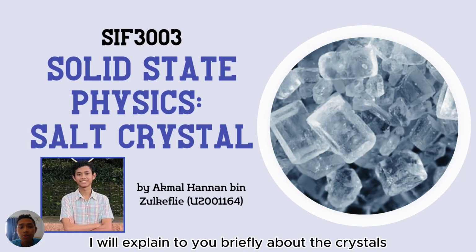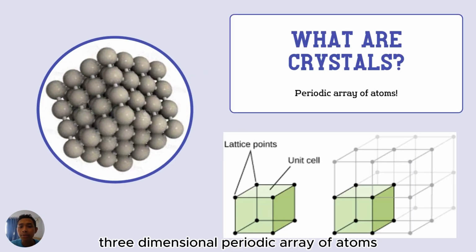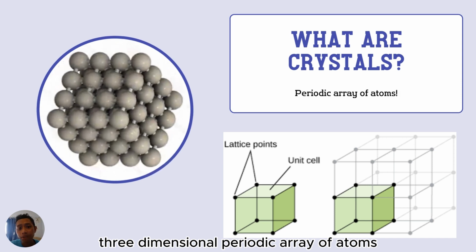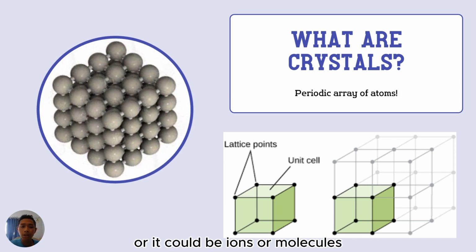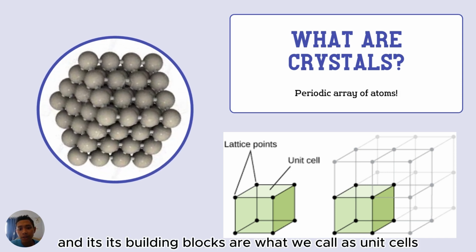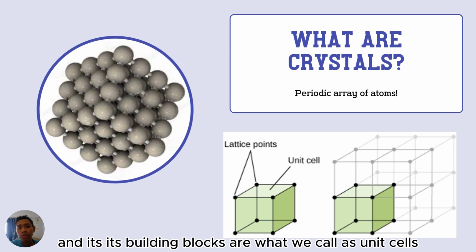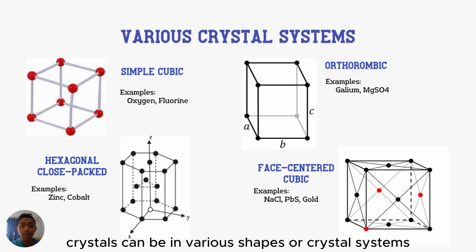I will explain to you briefly about crystals. Crystals are three-dimensional periodic arrays of atoms, or it could be ions or molecules, and its building blocks are what we call unit cells. Crystals can be in various shapes, or crystal systems.